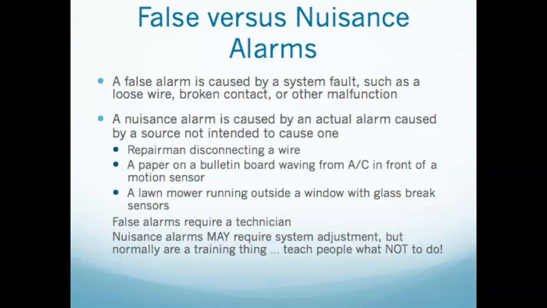Now, nuisance alarms are caused when somebody does something. The paper on the bulletin board, right, waving in front of that air conditioning. That's not a false alarm. The system is alarming because it's telling you that something is indeed changing temperature in front of it. It's doing exactly what you asked it to do. But it's just going to keep coming in, and you're going to keep going over there and pulling papers off. Those are nuisance alarms. Lawnmowers running outside, the glass breaks. A nuisance alarm. A broken wire on one of those window breaks will potentially cause you a false alarm. So false alarms require a technician to fix. A nuisance alarm usually requires you to teach people and train them.